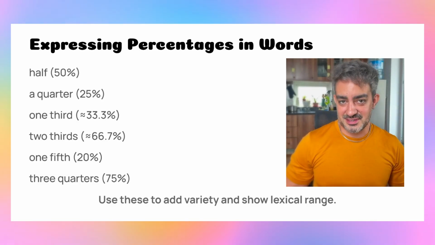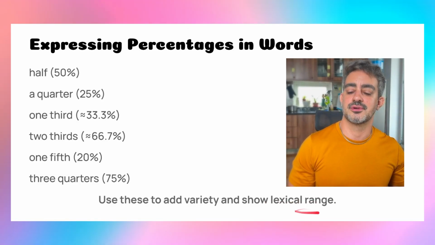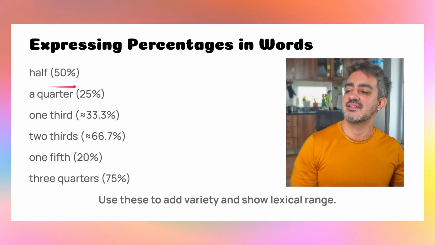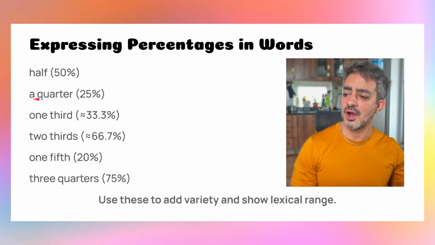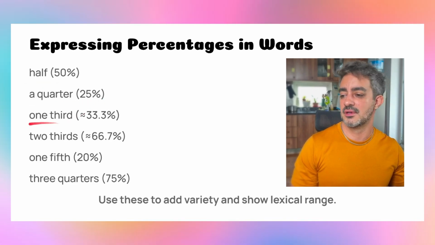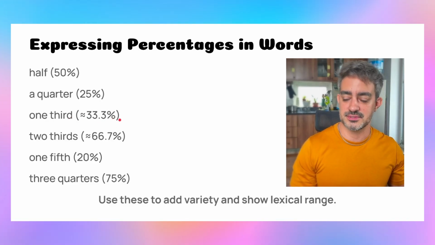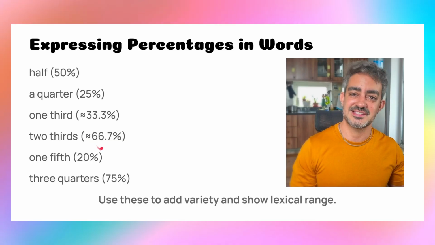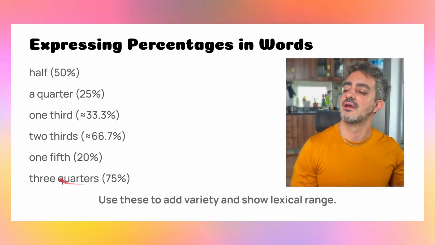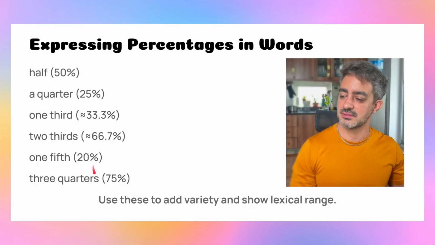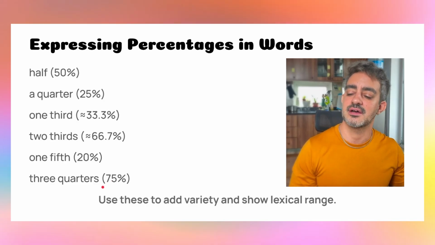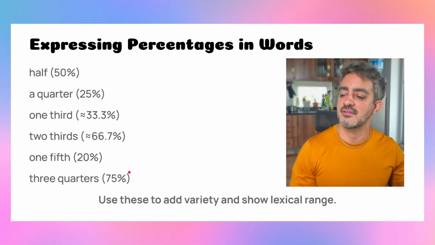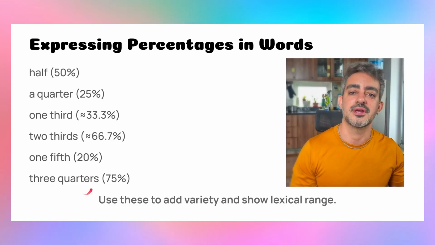Now, another important skill, if you want to improve your lexical range or your range of vocabulary, is instead of using the number form for the percentages, using a word. Okay, so 50% can be half. A quarter is 25%. 1/3 is 33.3%. 2/3 is 66.7%, more or less. 1/5 is 20%, and 3/4 is 75%. Okay, so instead of saying sales rose to 75%, you could say sales rose to 3/4 that year.